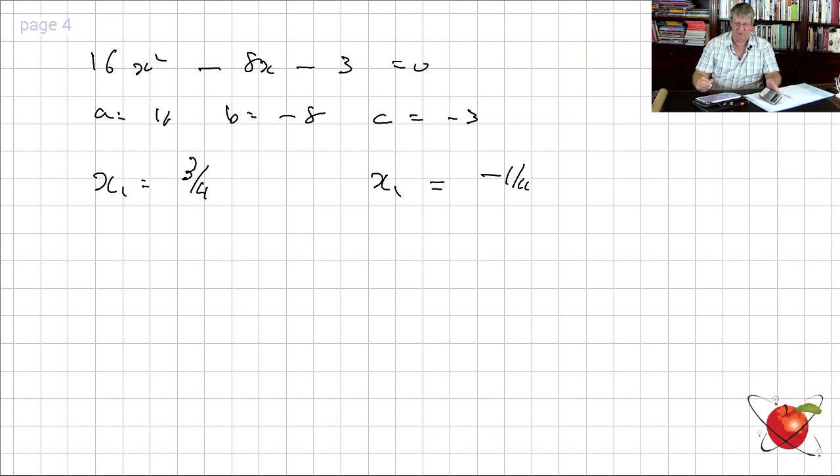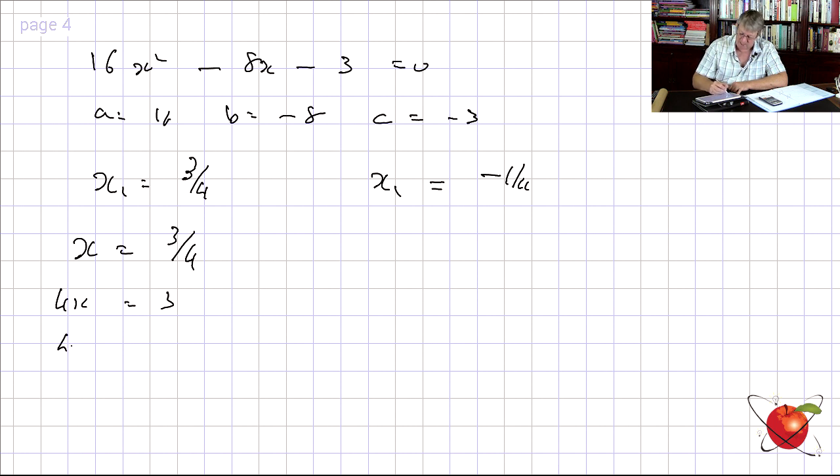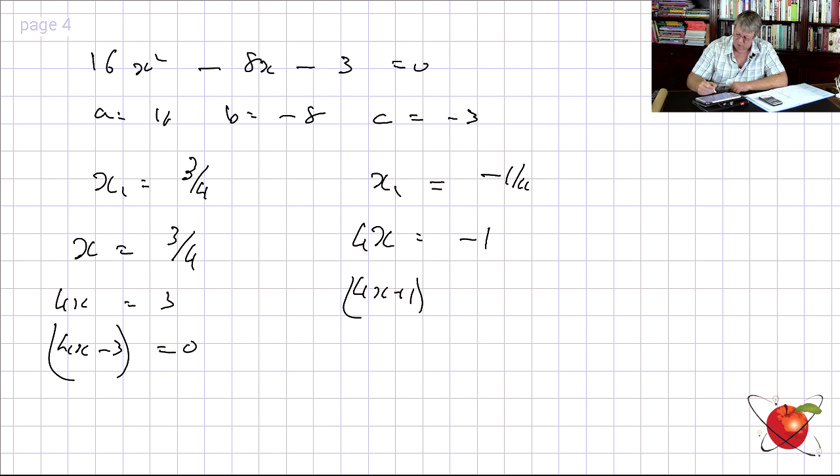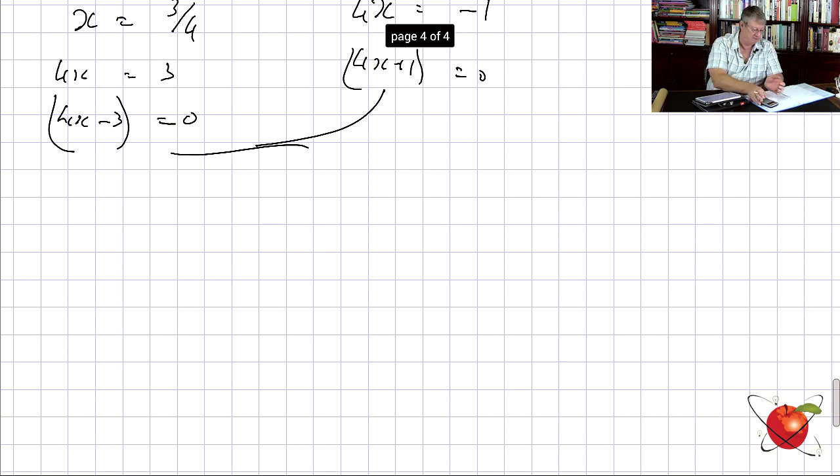How would this have looked if we'd factorized it? Let's look. I'm just going to say that x equals 3 quarters. Therefore, 4x equals 3, so 4x minus 3 equals 0. There's my first bracket. This side, 4x equals minus 1, so 4x plus 1 equals 0. There are my two brackets that I would have solved if I'd solved that equation normally, right?